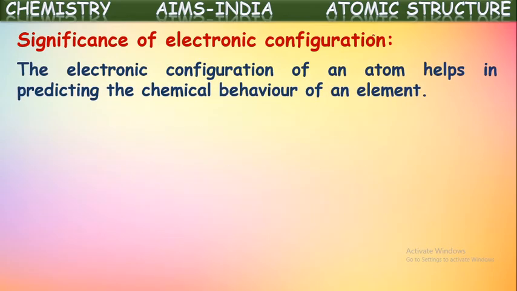Significance of electronic configuration. We are telling what we understand from these electronic configurations. The electronic configuration of an atom helps in predicting the chemical behavior of an element. Yes, how reactive an element is, how stable an element is, how it participates in the chemical reactions. All these behaviors of elements can be predicted by using the electronic configuration of that element. So by studying the electronic configuration of an element, we can predict its nature or behavior.